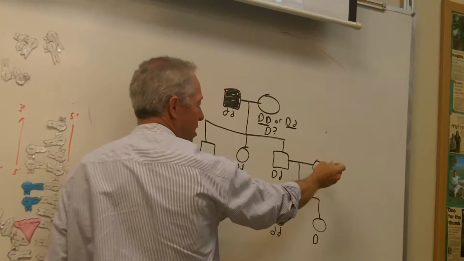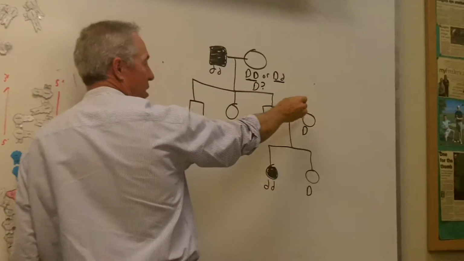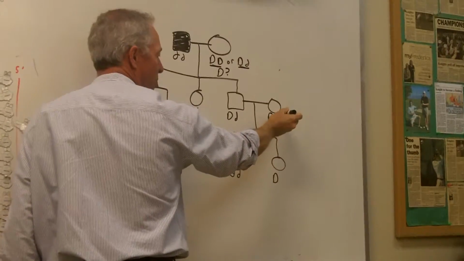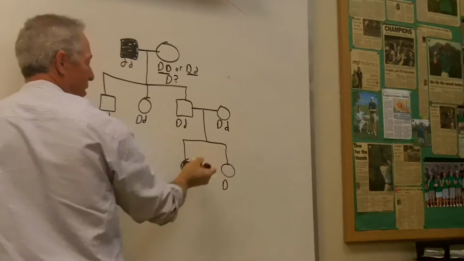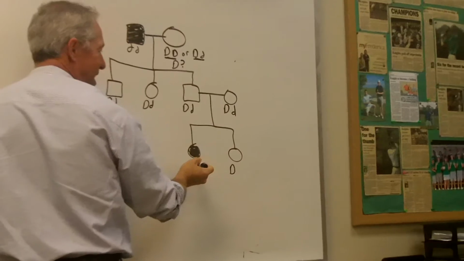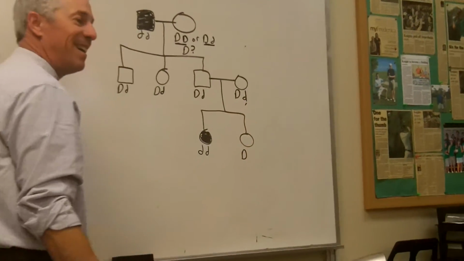What about this parent? Do we know what that is? Is it big D, little d? Yeah. Why? How do we know that? Because one of the kids is. It had a kid that's little d, little d. It had to give that kid a little d, therefore that's little d.